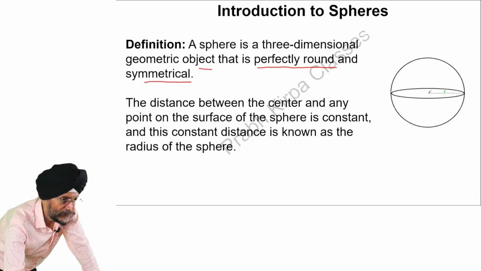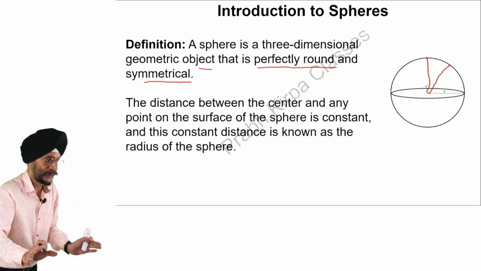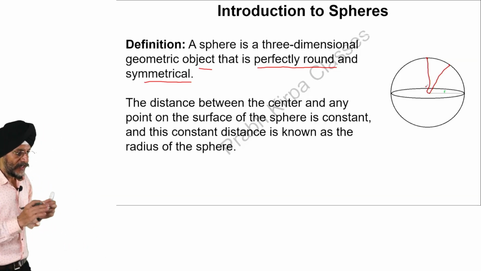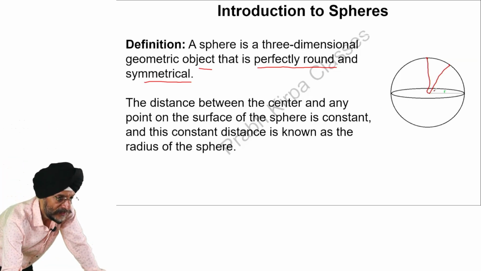The distance between the center and any point on the surface of the sphere, let it be x, this point or this point, the distance between center and any point on the surface of the sphere is equal and remains constant, and this constant distance is known as radius and is represented by the letter r.